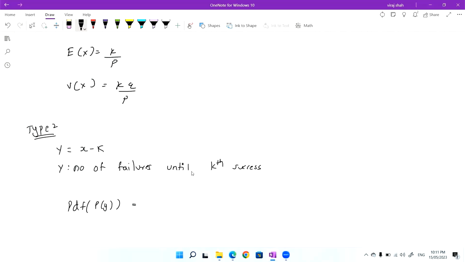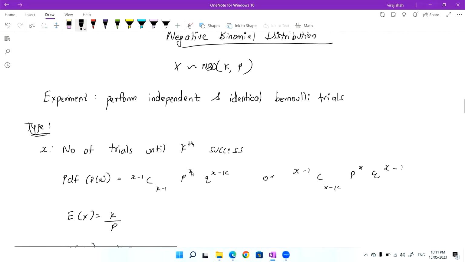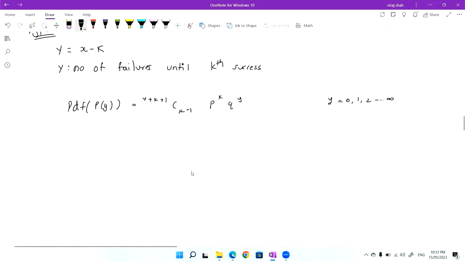It would be nothing but (Y plus K minus 1) C (K minus 1), P raised to K, Q raised to Y, ranging from 0, 1, 2 to infinity. Remember the PDF which I have written for NBD is not important. NBD might get asked in your R exam, but PDF won't be important, so do not worry.